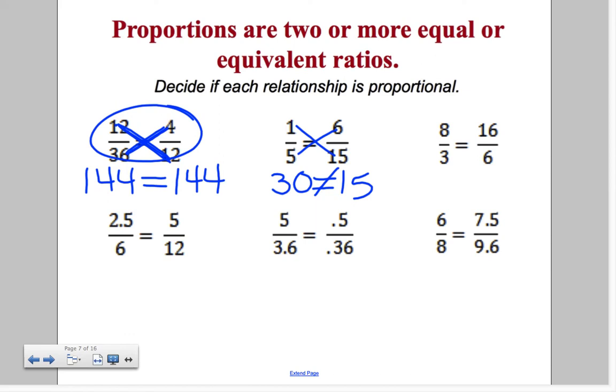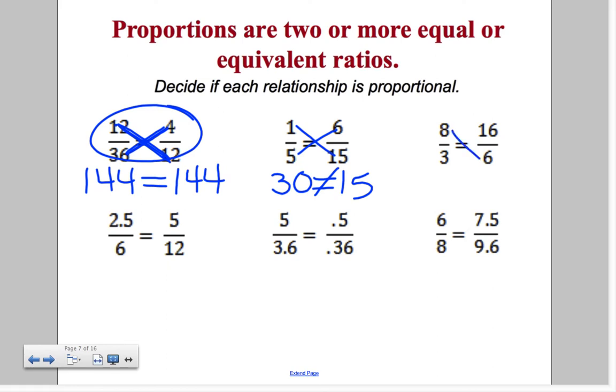Next, on the next one, 8 and 16, can't you just say 8 goes into 16 2 times? Yes, but I want you to practice cross products. Why? Because that's the process that we're going to use to solve proportions. So we're practicing this for a reason. It's not, hey, I'm just going to have you do this for the heck of it. No, there is a purpose.